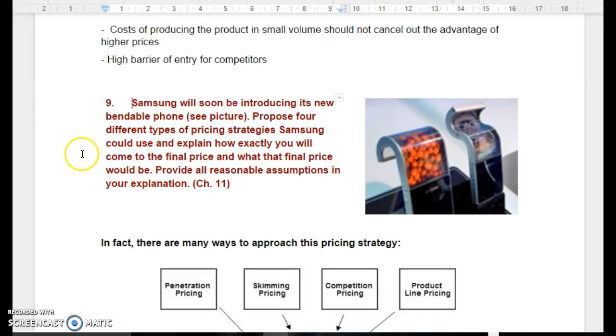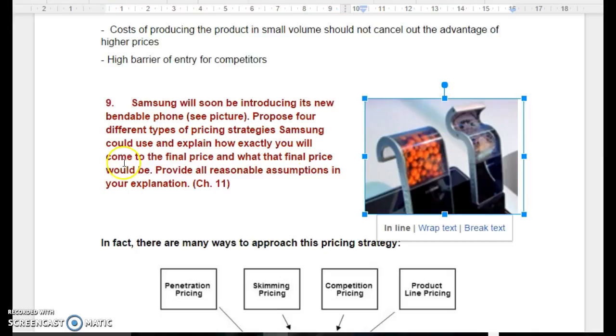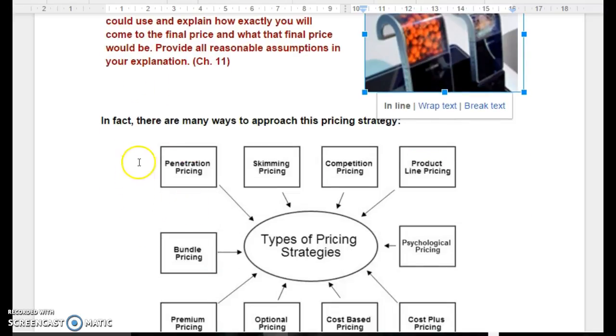Next question. Samsung will soon be introducing its new bendable phone. See this picture. Propose 4 different types of pricing strategies Samsung could use, explain how exactly you will come to the final price, and what the final price would be. Provide all reasonable assumptions in your explanation. Okay, in fact, there are many ways to approach this pricing strategy.